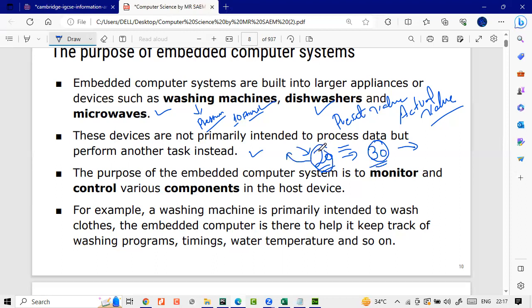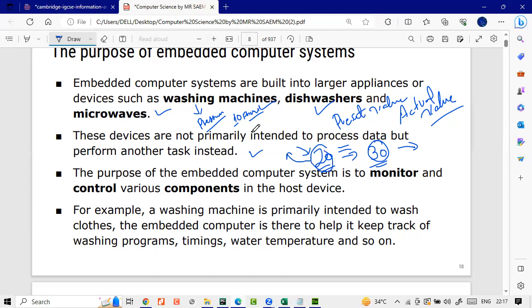So we can tell the system what to do. This preset value and actual value could be used for dishwashers, washing machines, microwave ovens. We can always set these values. You get my point?